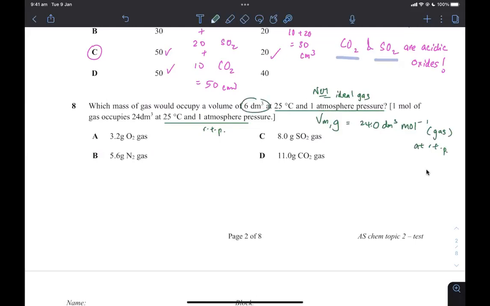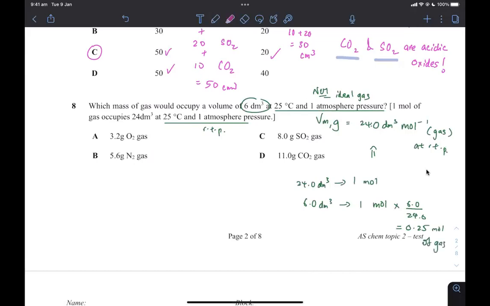So the first thing I do is, if you have 1 mole, you have 24 dm cube. So let me just make something really clear. 1 mole of gas has 24.0 dm cube. So if you have 6.0 dm cube of gas, how many moles of gas do you have? This is the direct proportion. So this will give you 0.25 mole of gas.